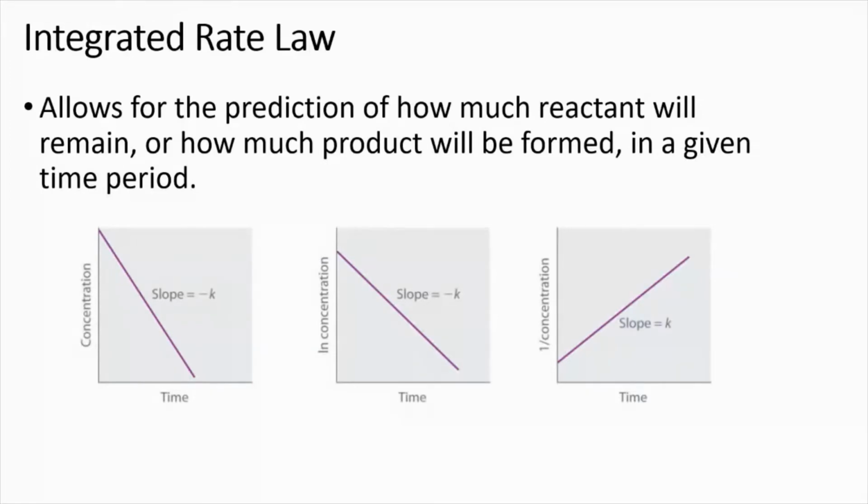So what we can do is look at how much reactant there is or how much is left, or how much product has been formed, and then we can make some predictions based upon that experimental data that we were able to collect in the lab. So this is really helpful, especially for reactions that move at a slow pace.